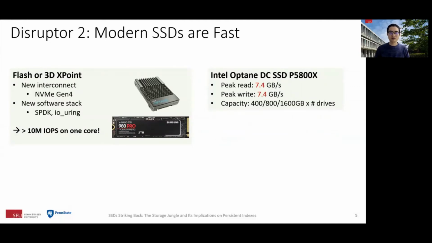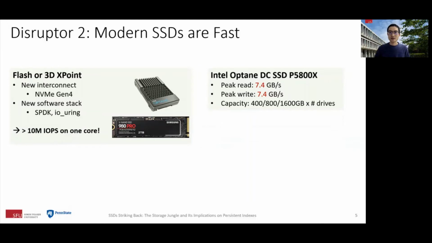But one particular device is very interesting, which is the Optane DC SSD, which uses the same material, like I said, for building persistent memory in the previous slide. For this particular drive, we can get both read and write performance at 7.4 gigabyte per second. And capacity-wise, we can get up to 1600 gigabyte per drive. If we have multiple drives, then we can further increase the aggregated bandwidth and the capacity.